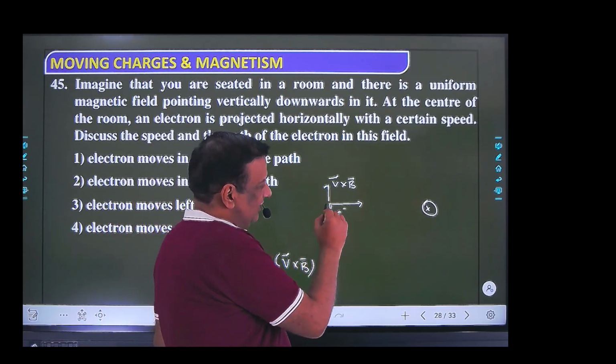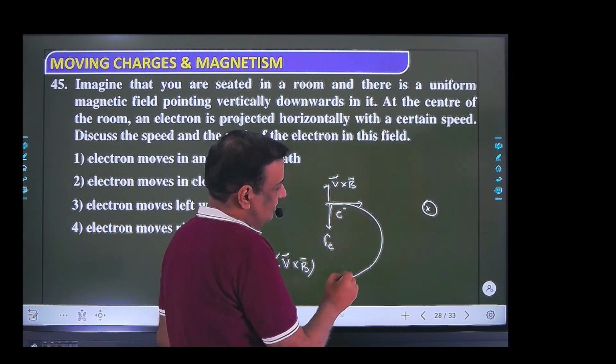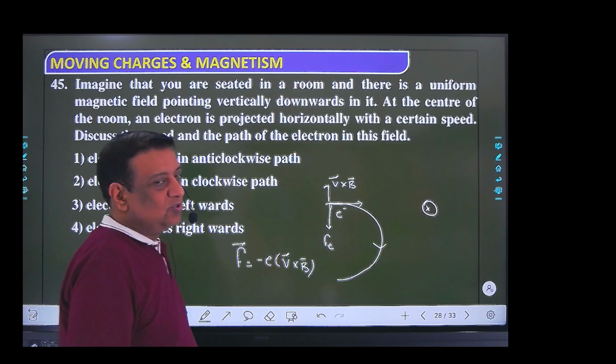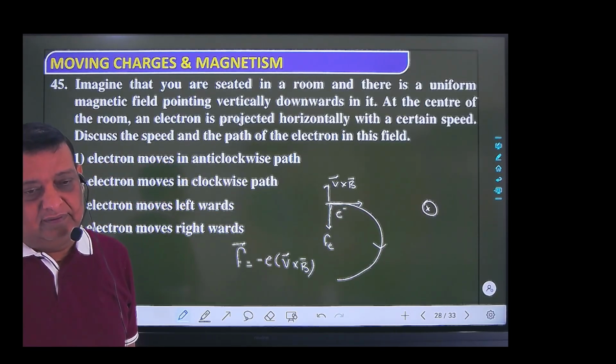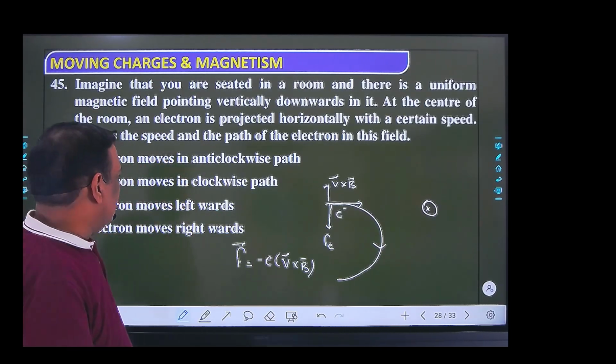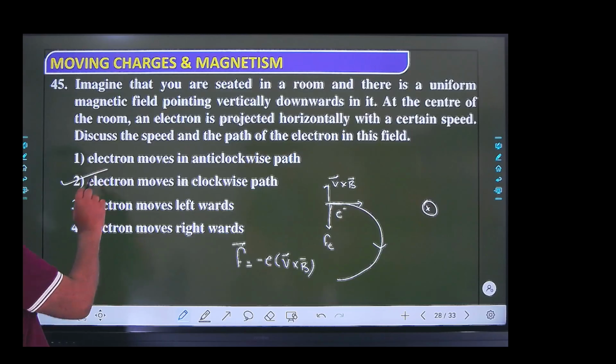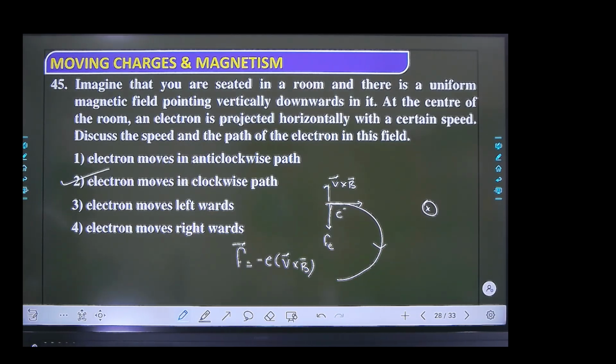अब अगर इधर force act करेगी तो it moves in a circle like this. It's clockwise motion. So the electron will move along a clockwise path. Because V and B are perpendicular, the path followed is circular. Circular में clockwise या anti-clockwise that you can check.